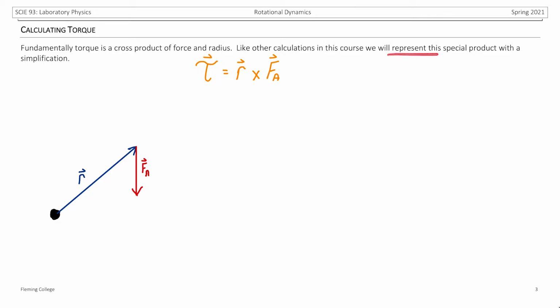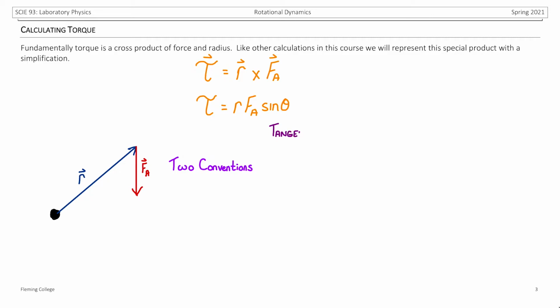We can actually represent this with a special product simplification here. To do that, we consider the magnitude of the torque is equal to the magnitude of the radius multiplied by the magnitude of the force applied, and then we calculate that with the sine of the angle between those two vectors. There are two conventions that dictate the way we think about this angle theta. It represents the angle between the two vectors.